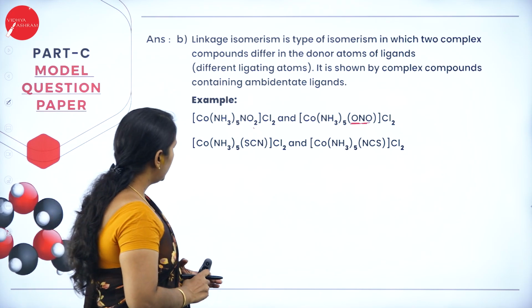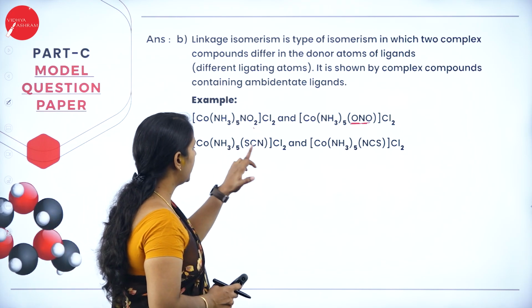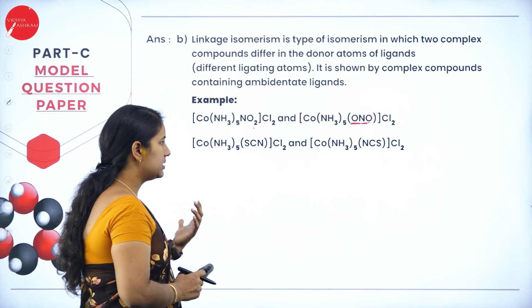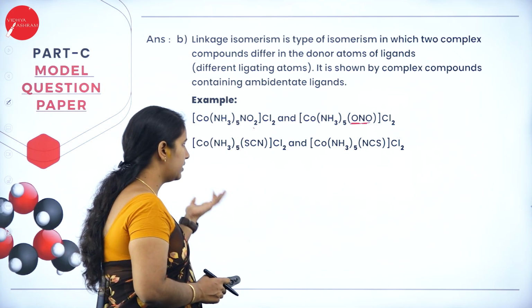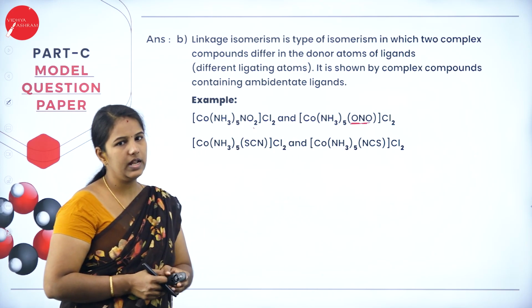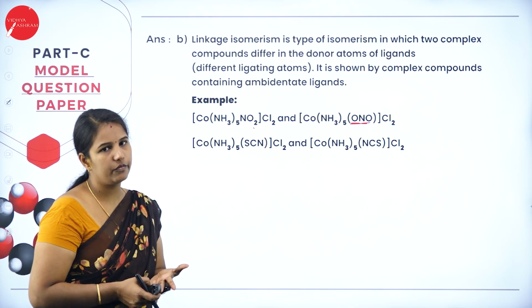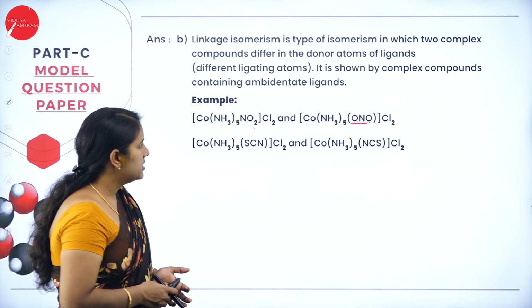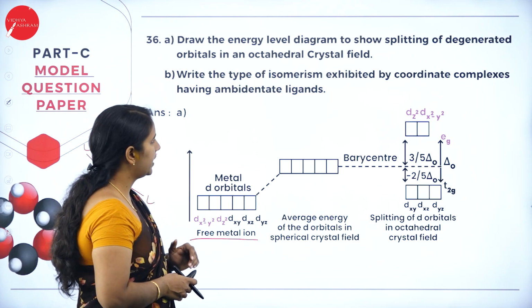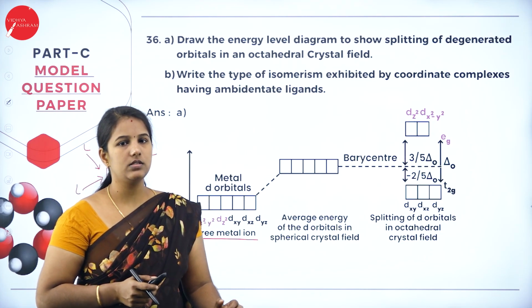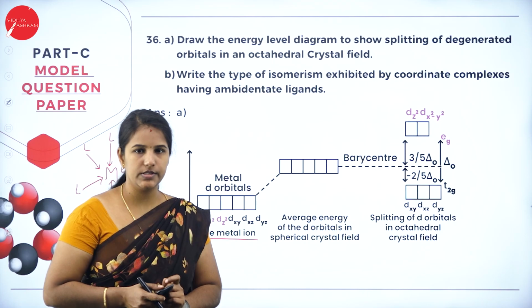Ambidentate ligands. One more example is with SCN. It can directly ligate through a sulfur atom, or it can ligate through a nitrogen atom. Hence it is an example of an ambidentate ligand. So this is how you must write the second question, linkage isomers with the ambidentate ligand.